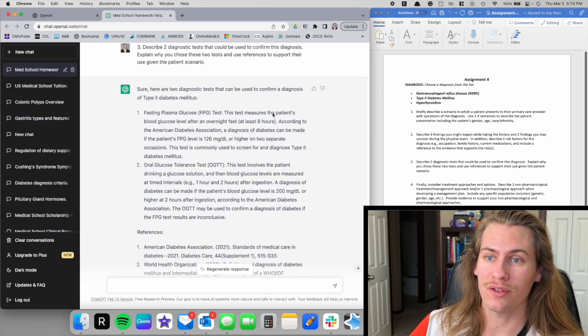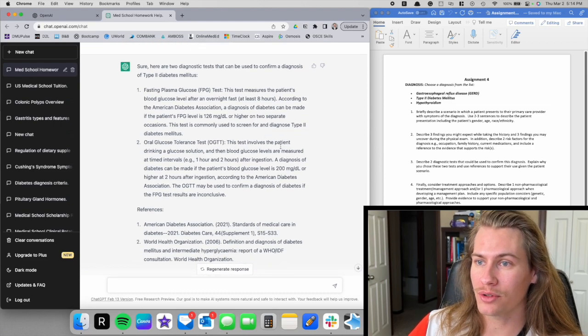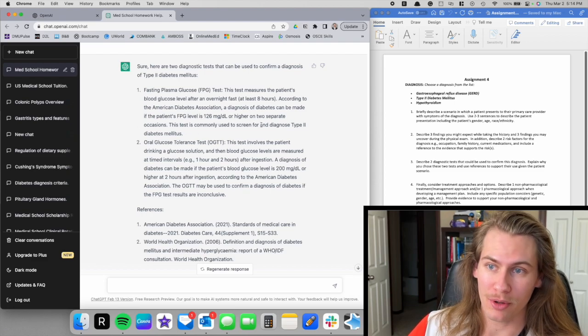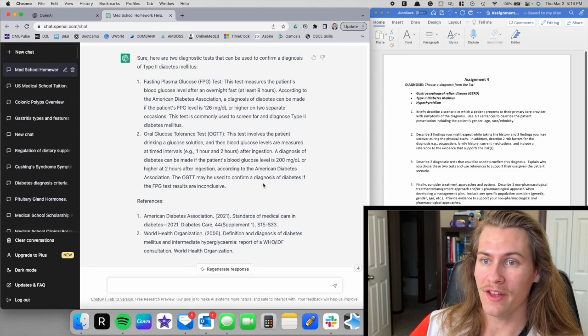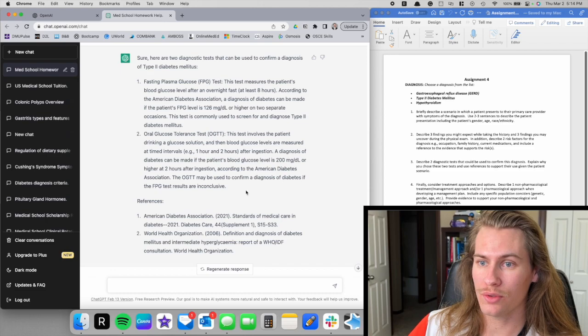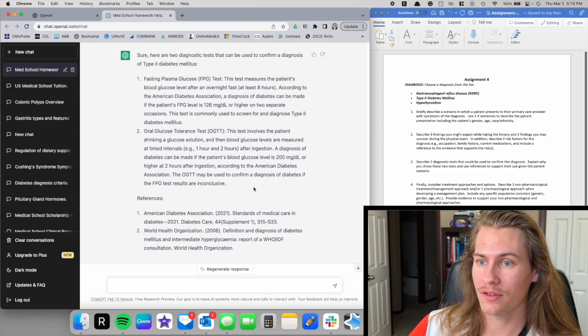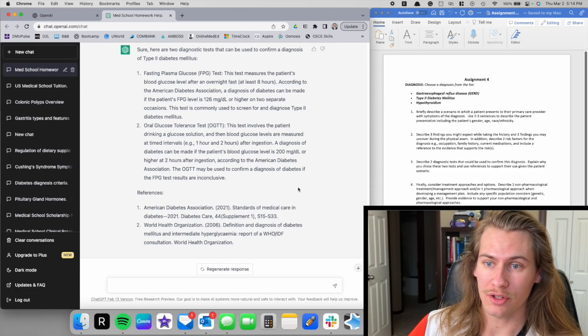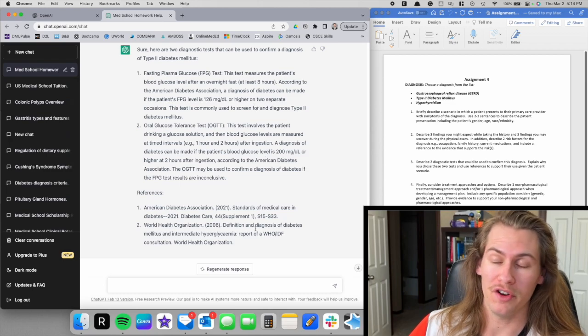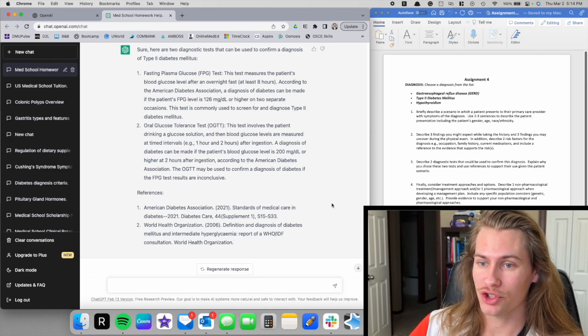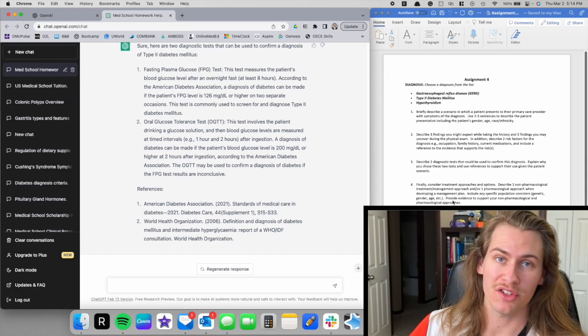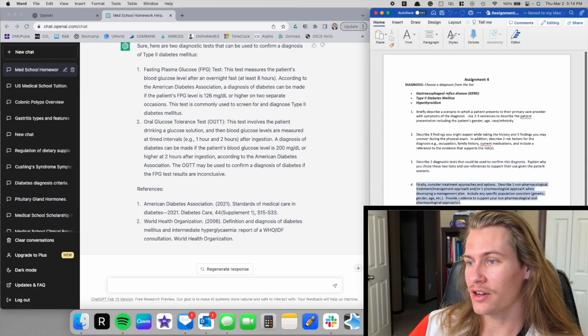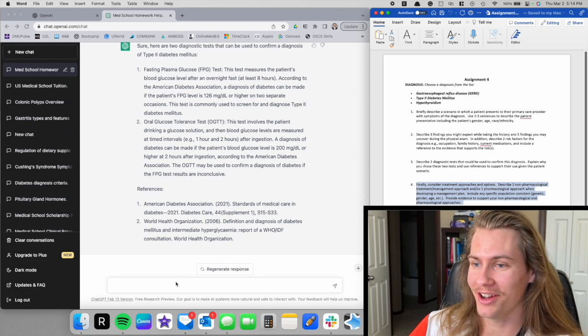So to answer the question of diagnostic tests, we have fasting plasma glucose level, and it has the level, and it has to occur on 2 separate occasions. So that's very good. And then an oral glucose tolerance test, also a gold standard that's used. They have the level correct, and it may be used to confirm a diagnosis. So those are both very good, accurate. We have 2 definitive sources. This is great. This is actually kind of scary because I think it's doing a better job than I did on this assignment.